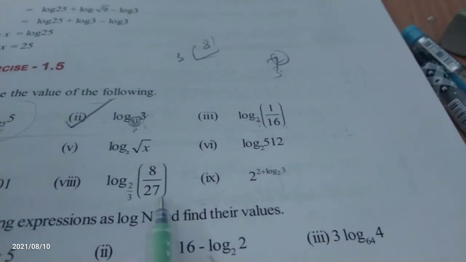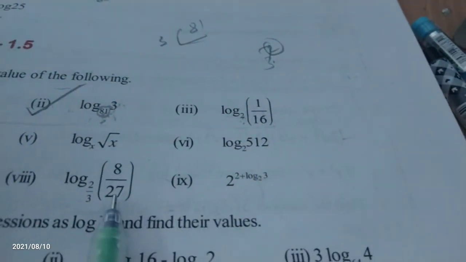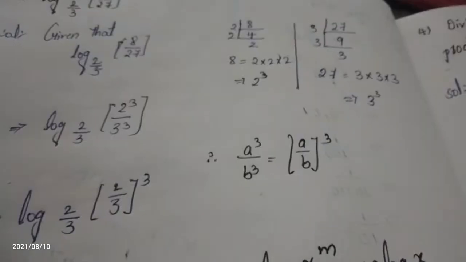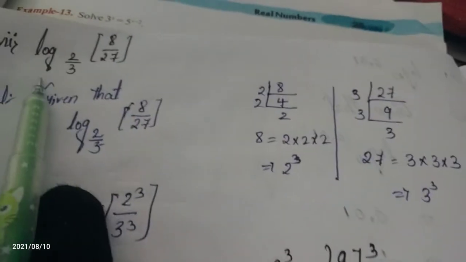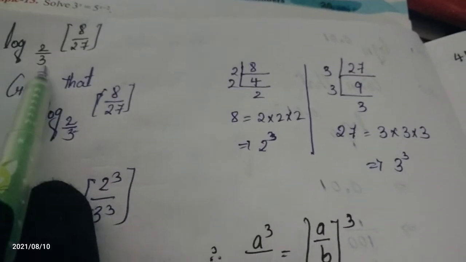Log 8 by 27 to the base 2 by 3. What do we have to do? We have to convert 8 by 27 in terms of 2 by 3. Can you see, ma'am? What is our question? Log 8 by 27 to the base 2 by 3.